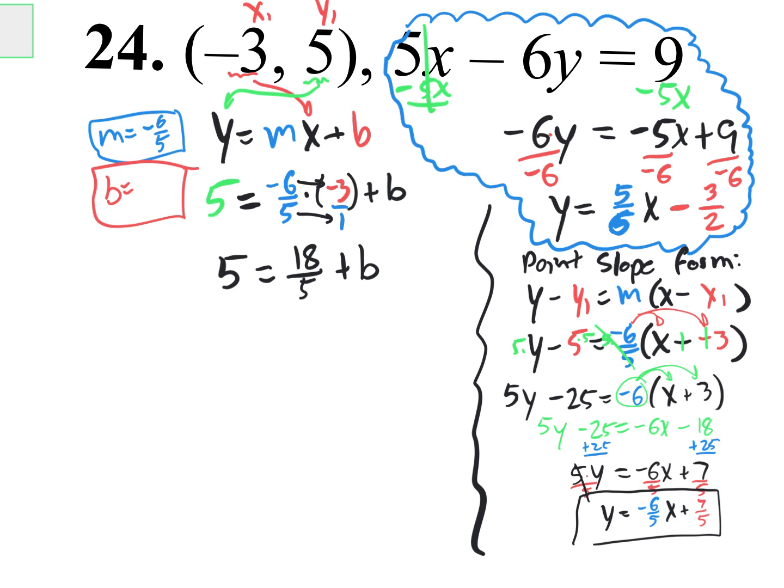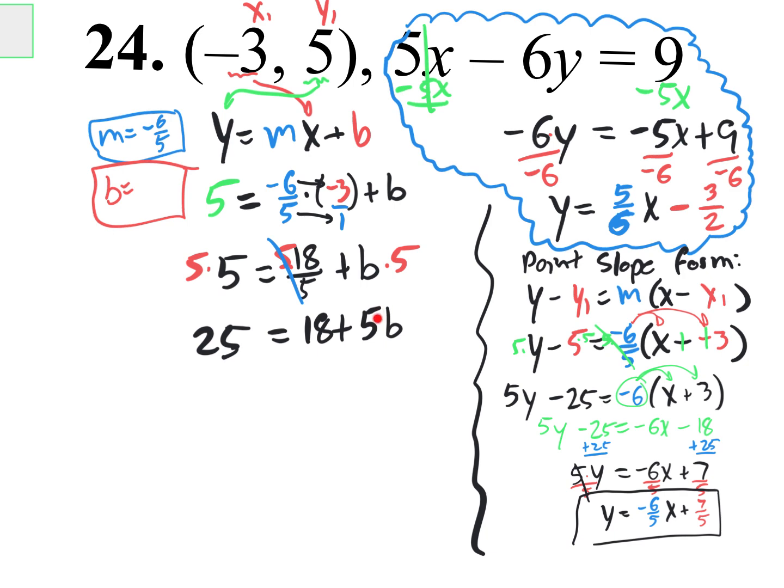Now, if you're like, I don't want to mess with any fraction, I could get rid of any fraction by multiplying everything by the denominator. In this case, multiply everything by 5. That times 5, and the b times 5. That'll temporarily get rid of the fraction. On the left side, we have 25. We have equals 18 plus 5b. So we have 25 equals 18 plus 5b.